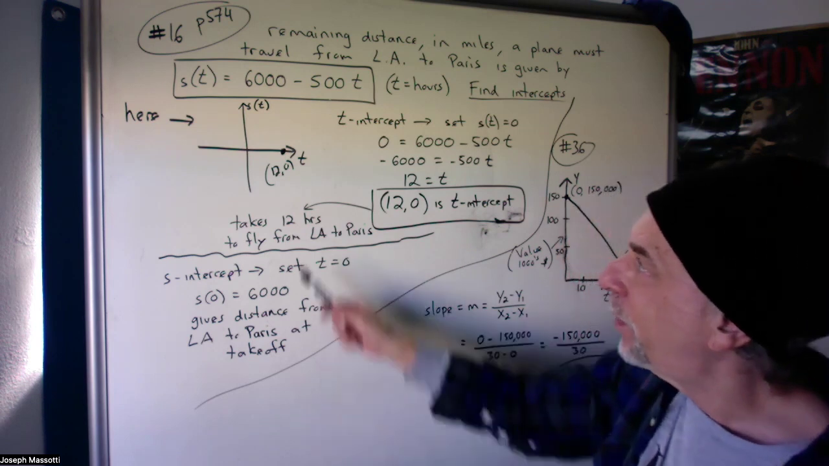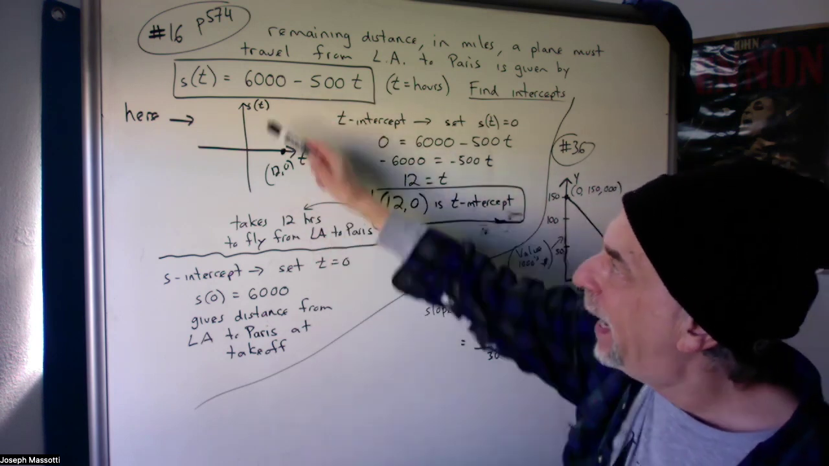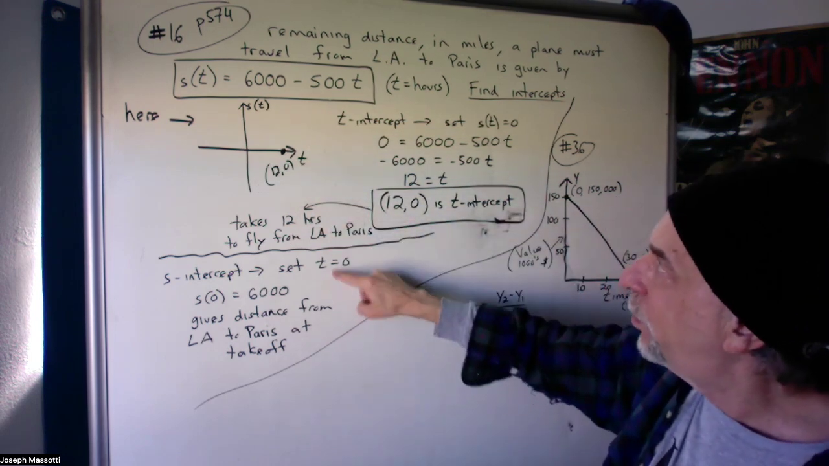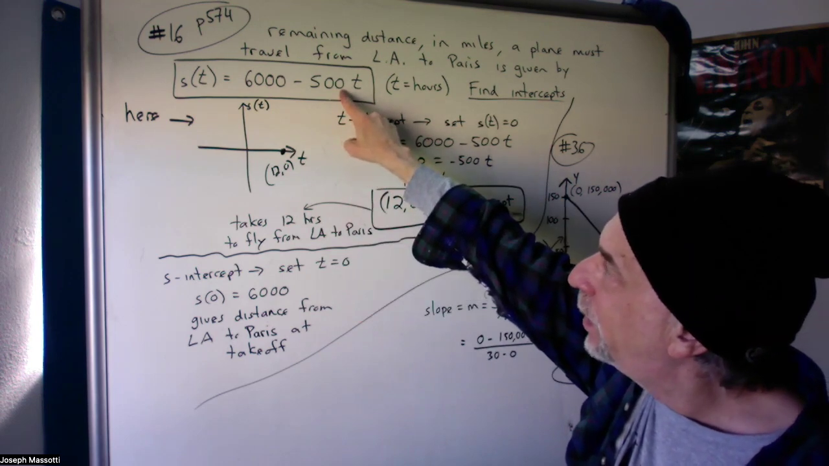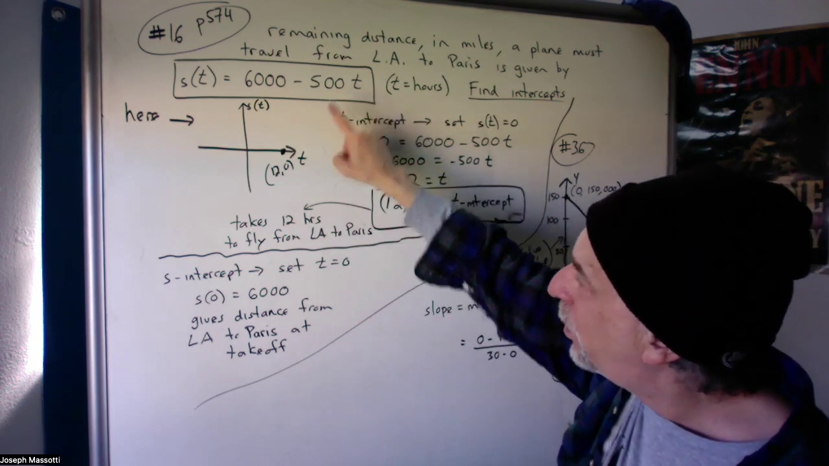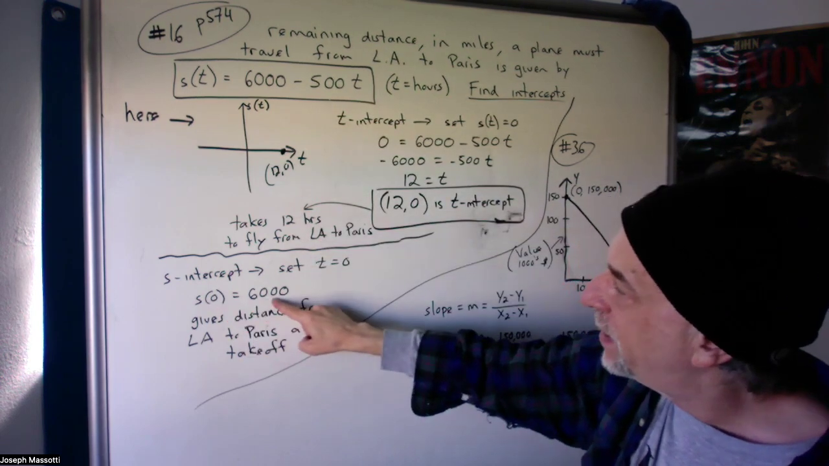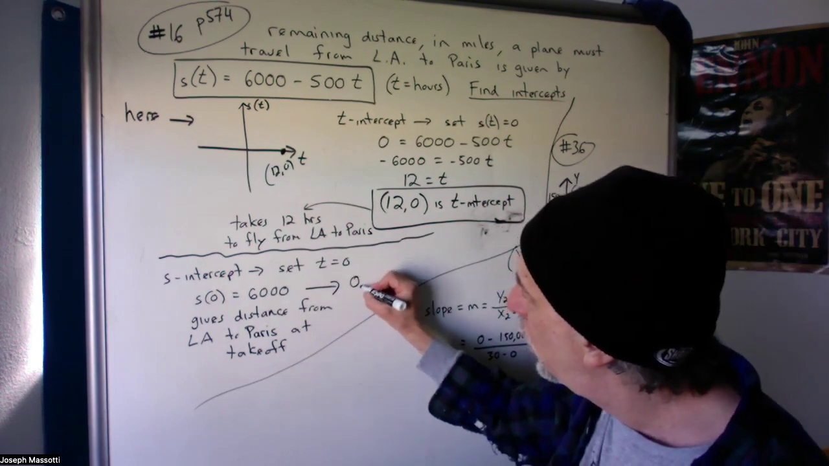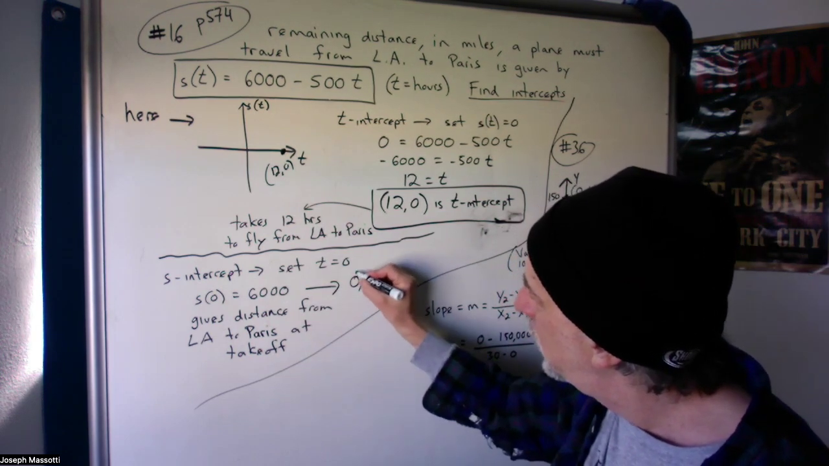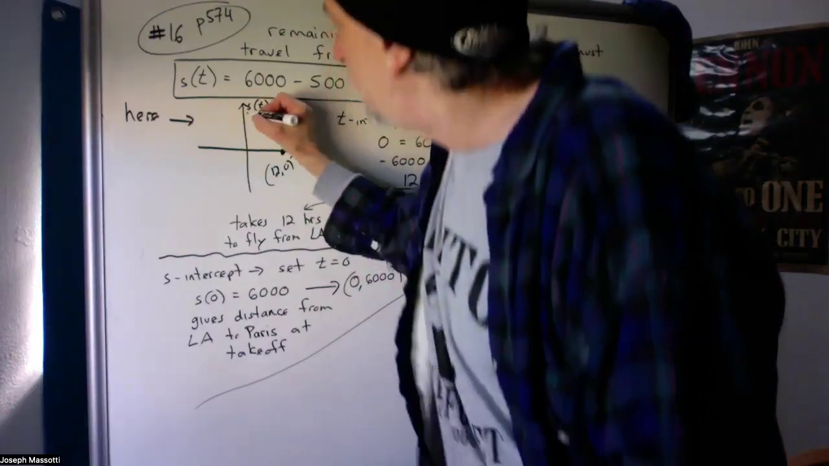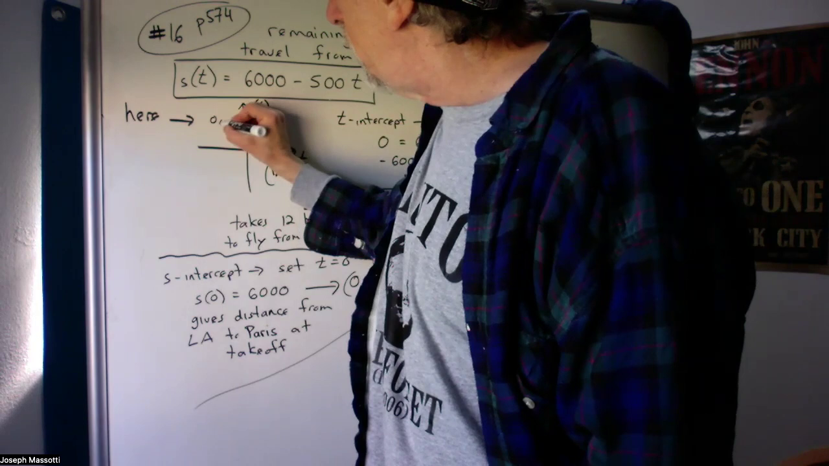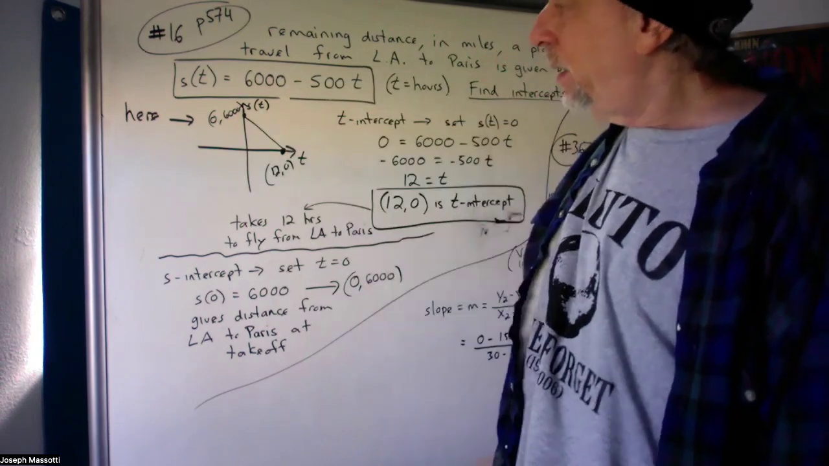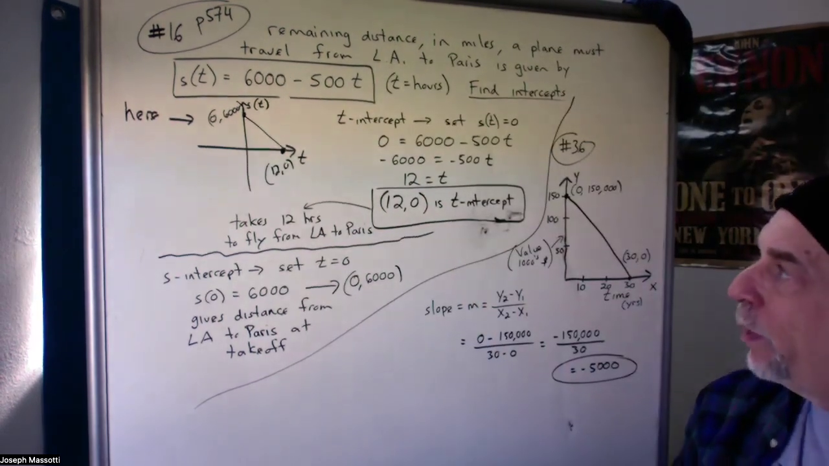Right? If we look at the other axis, the s-axis here, we're just going to set the t-value to 0. Right? So we put t equals 0 into the original function. This becomes 0. S of 0 equals 6,000. So that tells us the point 0, 6,000 would be on this graph also. So let's just put that up here and say 0, 6,000. And we have a straight line graph between those 2 points.